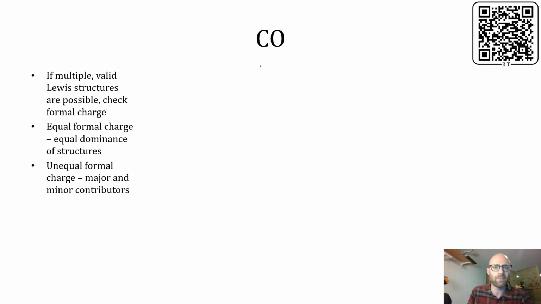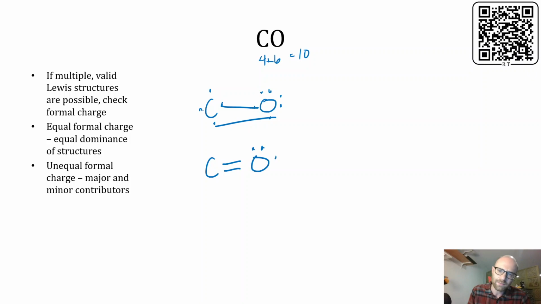Let's talk about carbon monoxide, though. This one's fun to draw. We have 4 and 6. We have 10 electrons. So if we draw our carbon and we draw our oxygen, we can start making the bonds like we usually do. We've got a single bond, we got a double. That doesn't work. All right, what we have here is this. Maybe we could pair those up. I don't know if that would look better or worse.